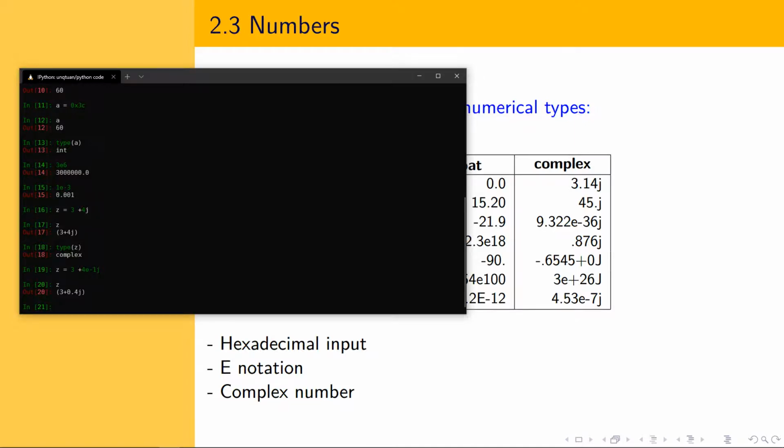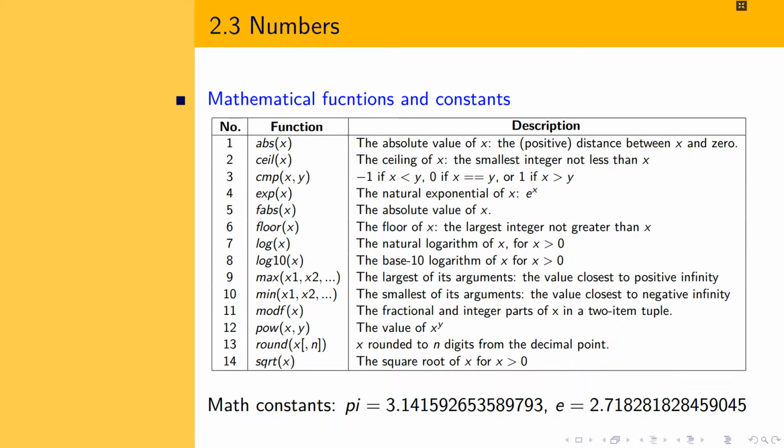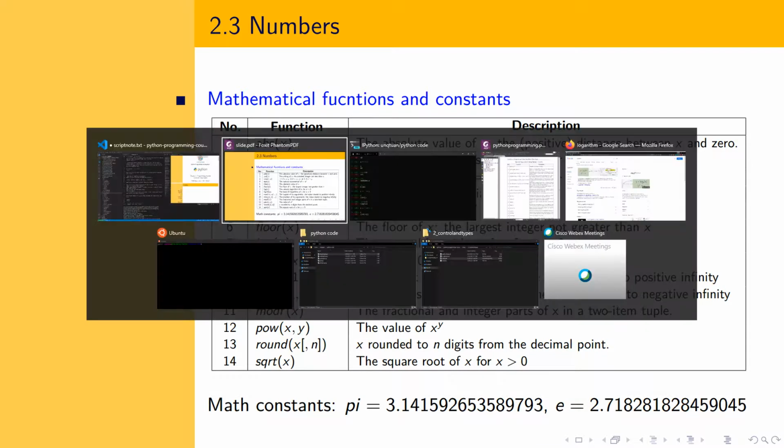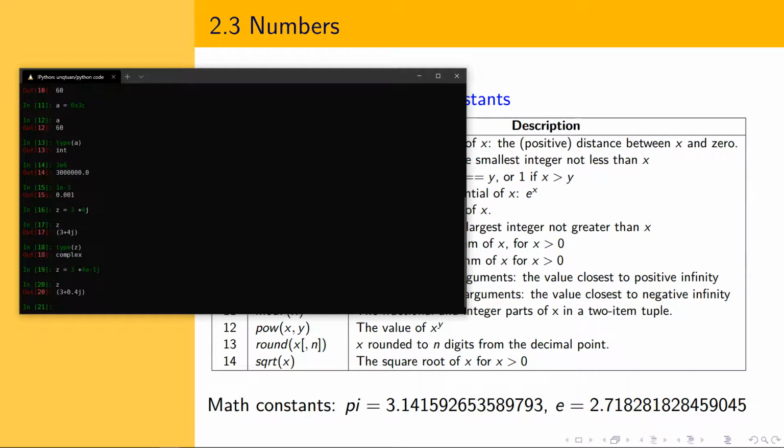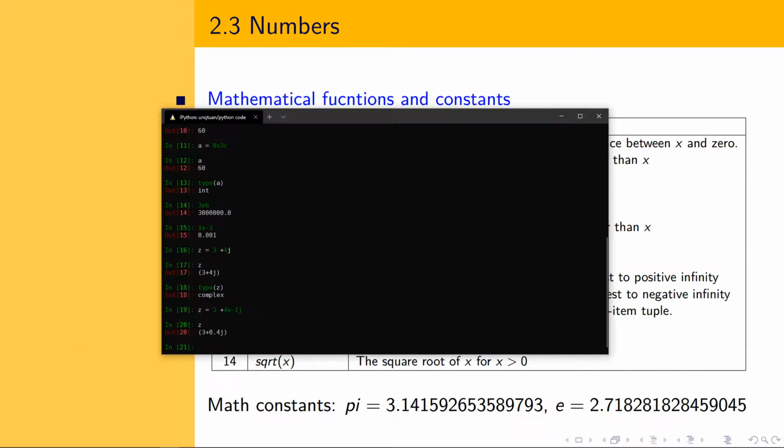The next thing is the mathematical functions and constants. Python has many useful math functions and constants. Examples here are abs, the exponent, the power, max, min, and so on. There are many useful functions that you use frequently in doing math. So for example, let's say you do the square root of 4.